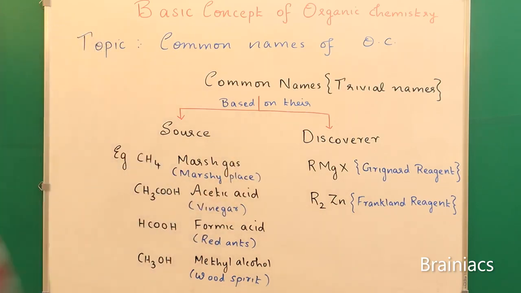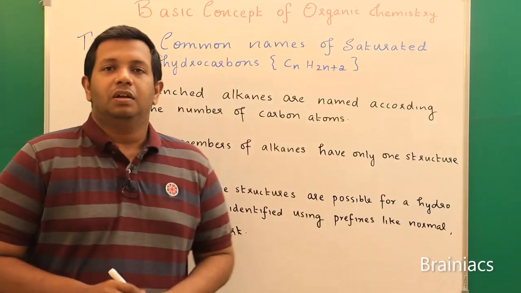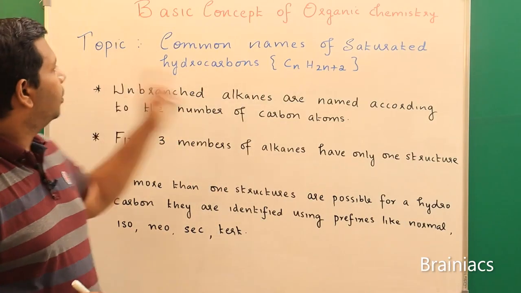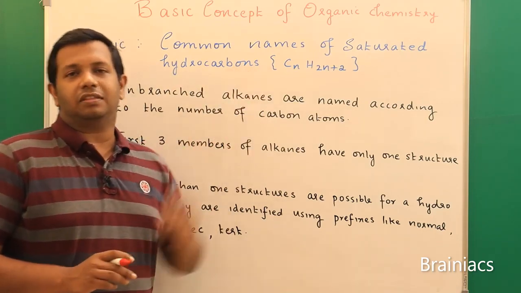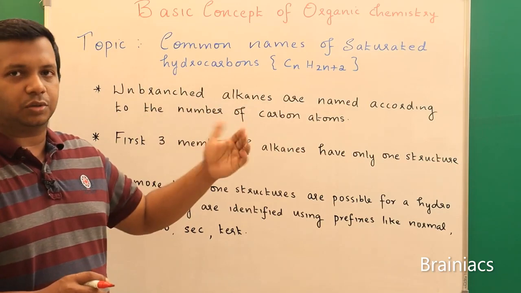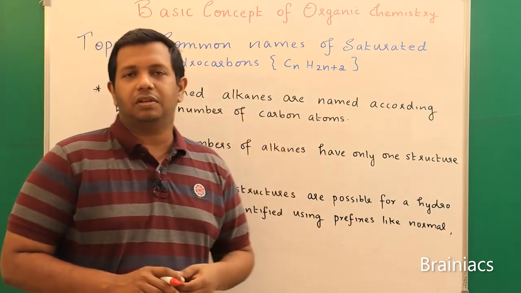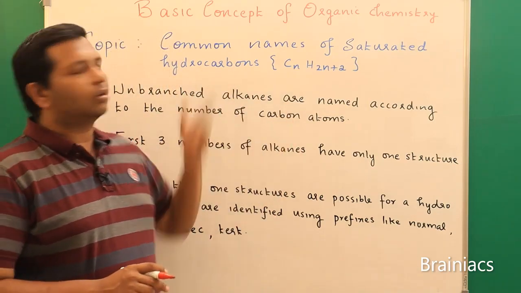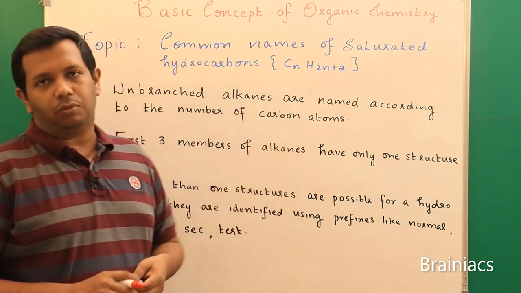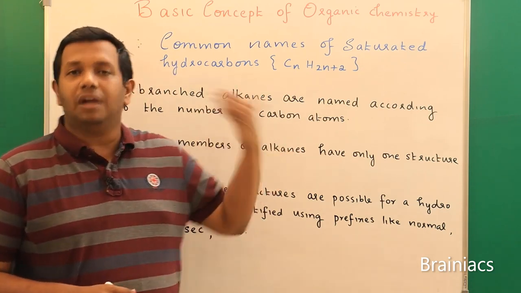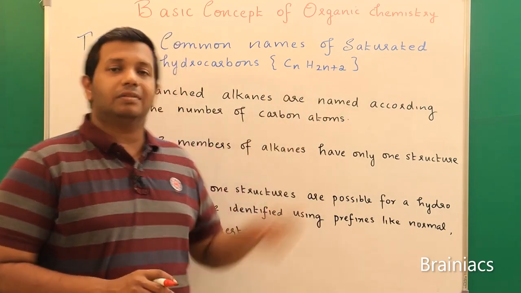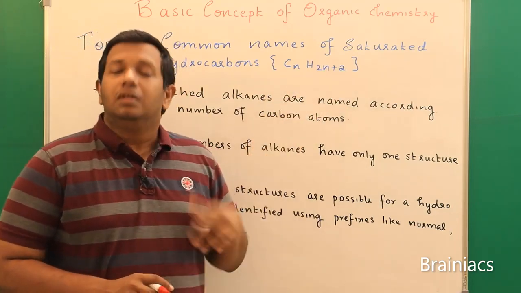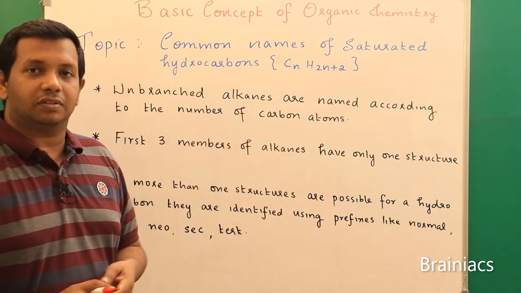Okay, so next we are going to learn the common names of saturated hydrocarbons. Hydrocarbons are generally classified into two, that is saturated and unsaturated. We will come to that classification. Saturated means all alkanes or single bonded compounds. Unsaturated means there can be double bonds as well as triple bonds. So the general formula of an alkane is CnH2n+2. This you might have learned in your lower classes, correct?